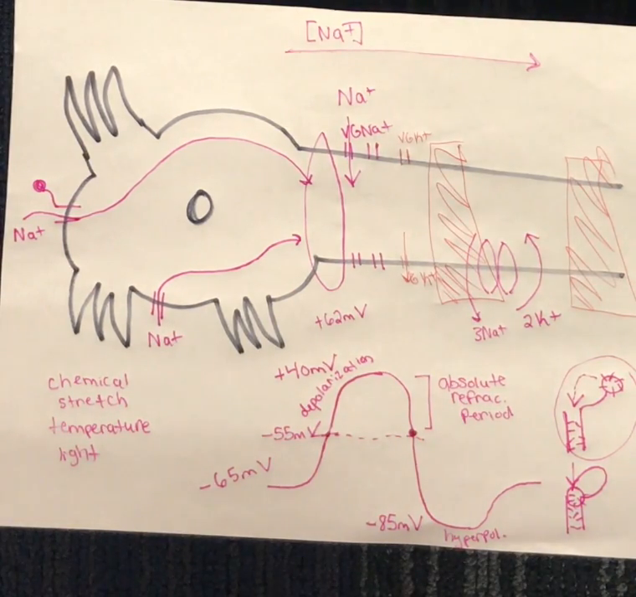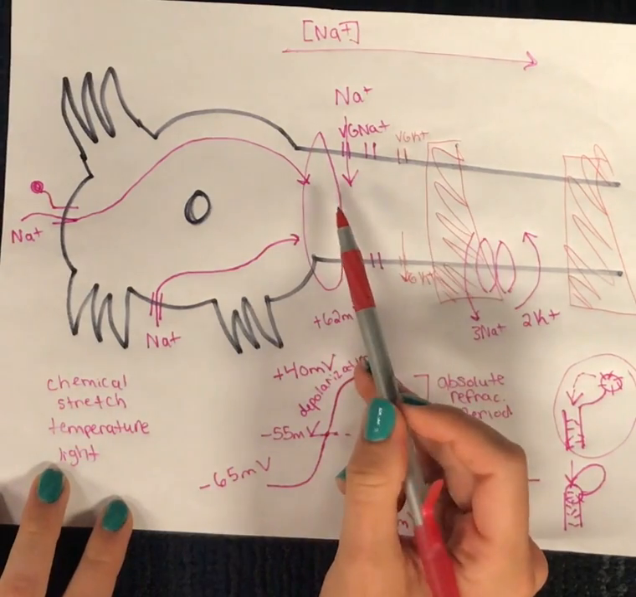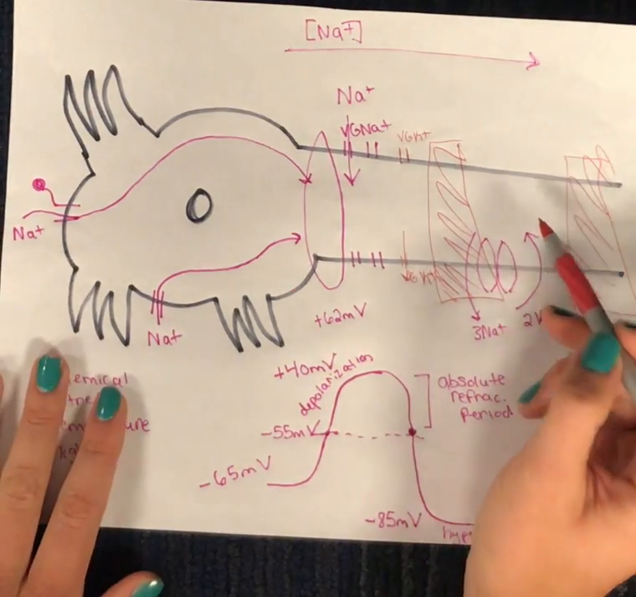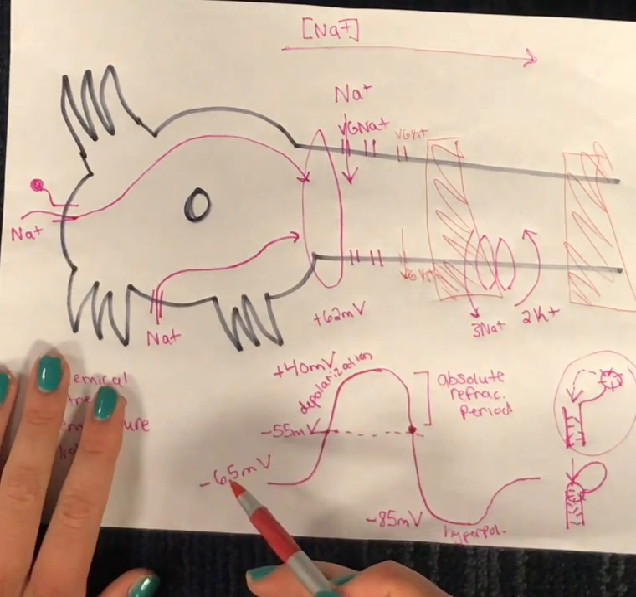Action potentials are propagated in the breaks of the myelin sheath, known as the nodes of Ranvier. These breaks are necessary so that we can add more sodium for the next action potential.